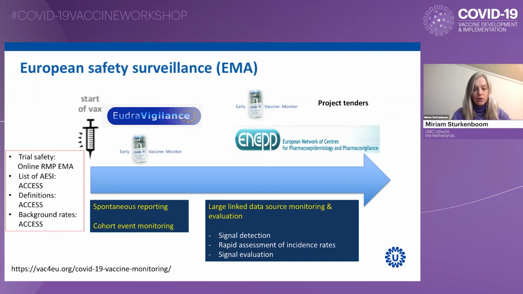particularly for COVID-19, the Early COVID Vaccine Monitor project, which is conducting cohort event monitoring and the monitoring through large linked data sources. If needed and the system needs to be scaled up, there is also the European Network of Centers for Pharmacoepidemiology and Pharmacovigilance, which can support signal evaluation if needed. The European Medicines Agency does this through tendering of specific projects according to European rules.